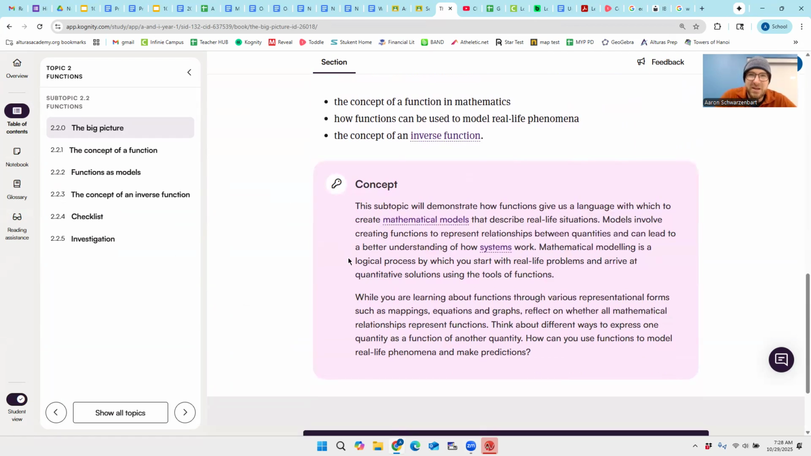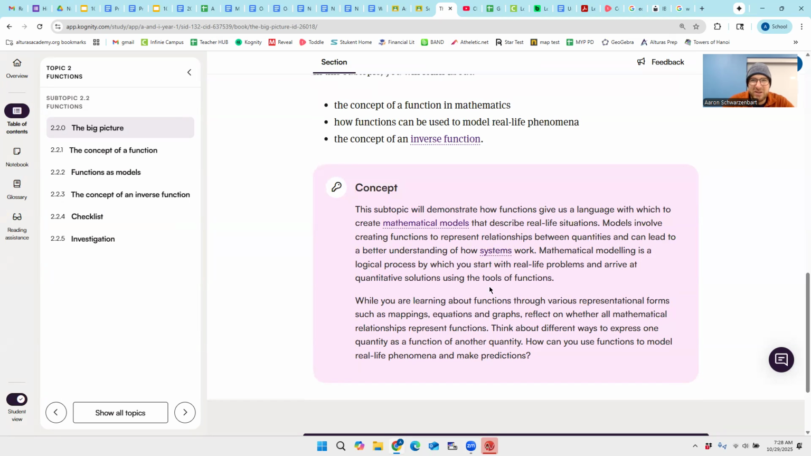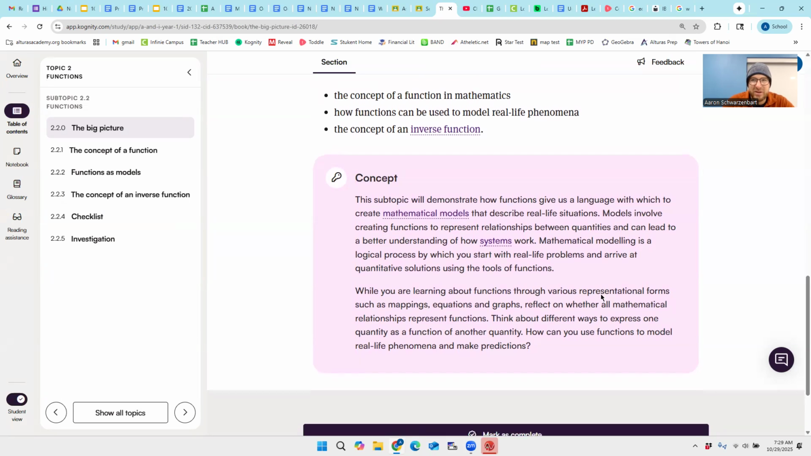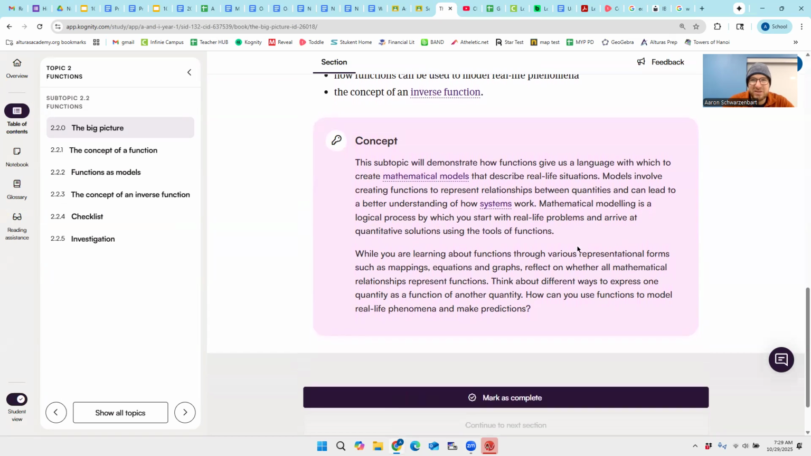Concept. This subtopic will demonstrate how functions give us a language in which to create mathematical models that describe real-life situations. Models involve creating functions to represent relationships between quantities that can lead to a better understanding of how systems work. Mathematical modeling is a logical process by which you start with real-life problems and arrive at quantitative solutions using tools of functions.